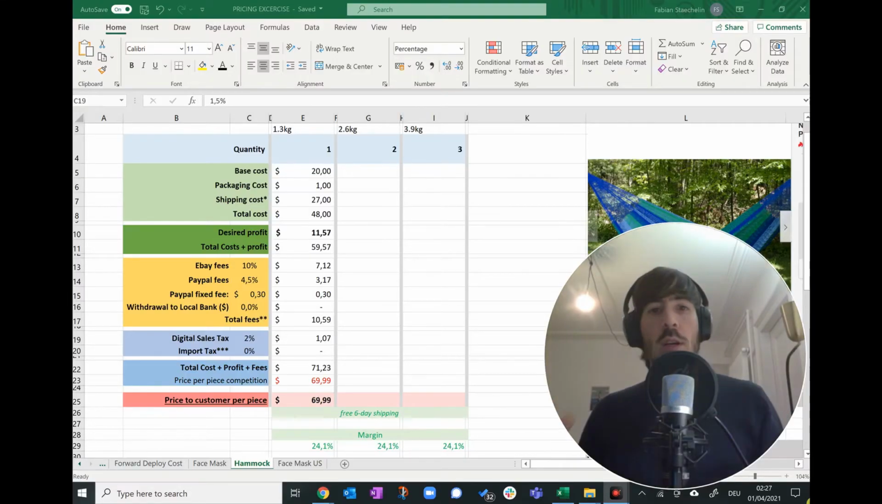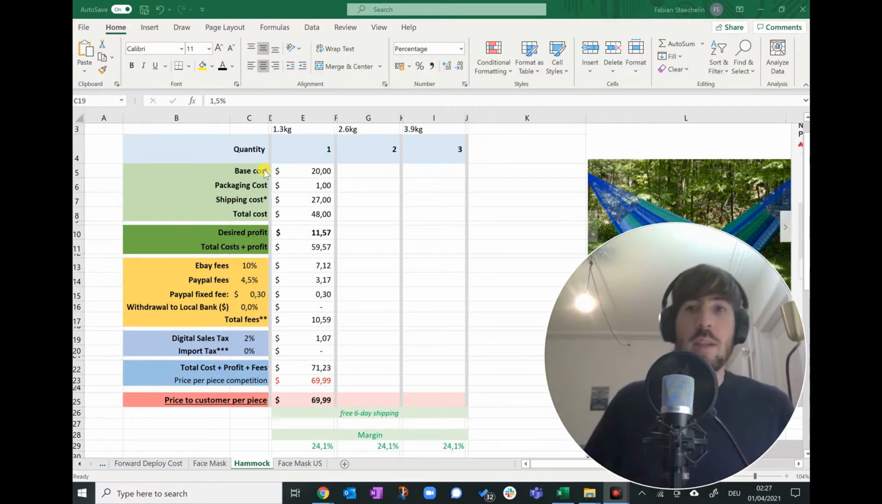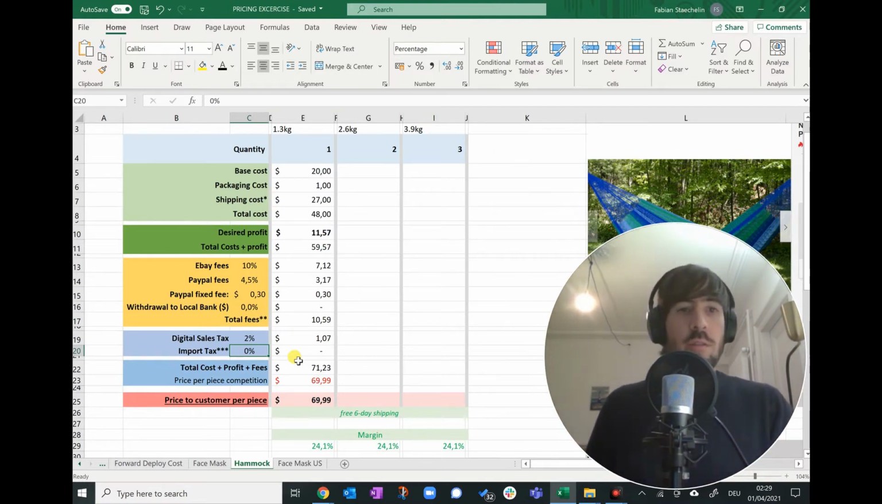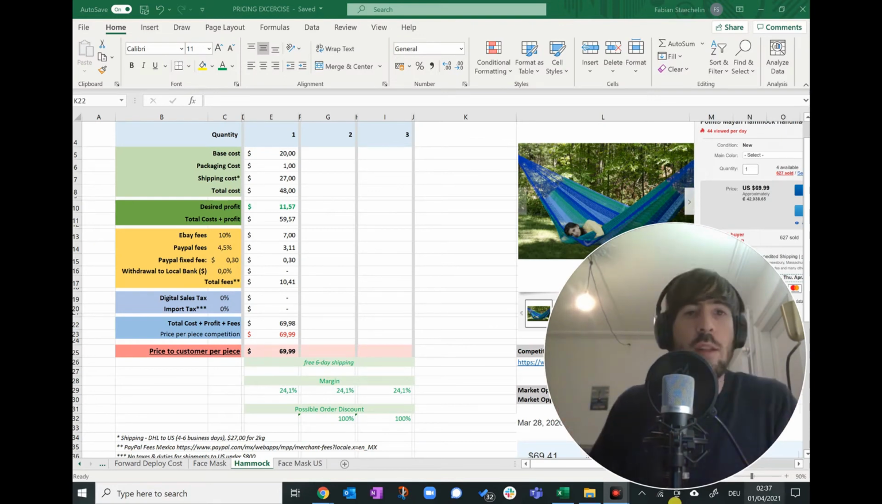There's two more callouts I want to make about our pricing table. Number one is that if there is a digital sales tax or any kind of tax that you have in your country, you can just add it here and it's going to auto calculate. And same thing for import tax. In our scenario, since we're importing into the US, we don't have to worry about any import taxes up to the amount of $800.